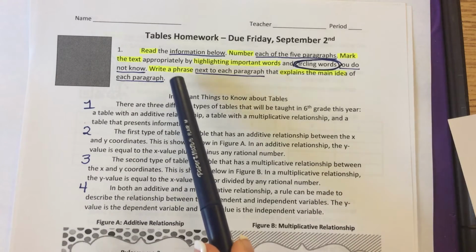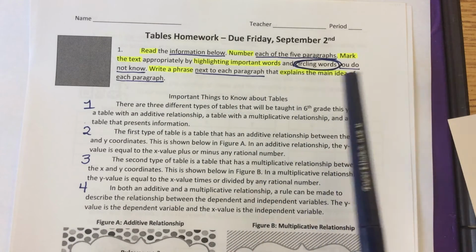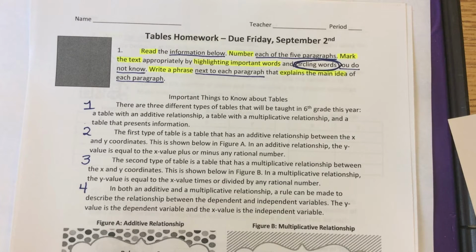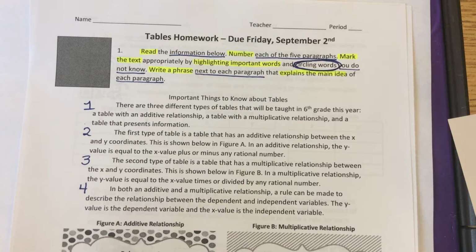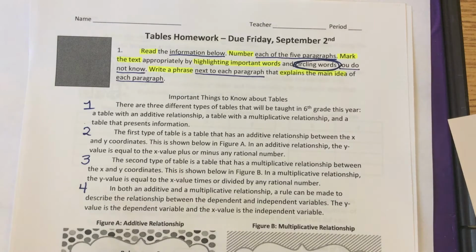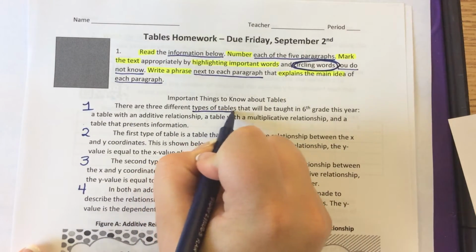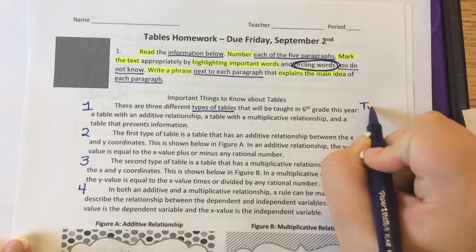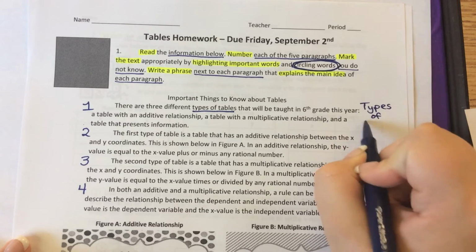Then it says write a phrase next to each paragraph to explain the main idea of the paragraph. Let's go ahead and do this first paragraph together. There are 3 different types of tables that will be taught in 6th grade this year. A table with an additive relationship, a table with a multiplicative relationship, and a table that presents information. What was the main idea of that paragraph? Well, it's right here. Types of tables. So the main idea of this first paragraph is types of tables.